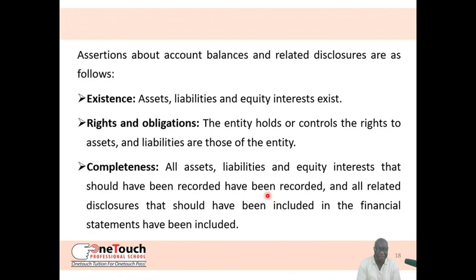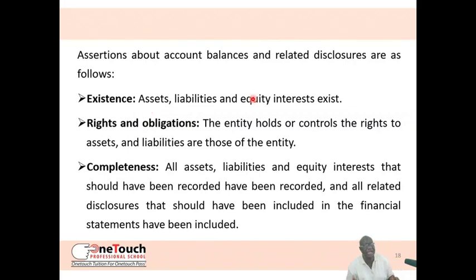Now we come to what? The position statements. That is, in the olden days, we called it balance sheets. So the first thing you have to find out from the position statement is existence. Every item that they put in the financial position statement, they are telling you that that particular thing exists. For example, assets, liabilities, and equity interest exist.